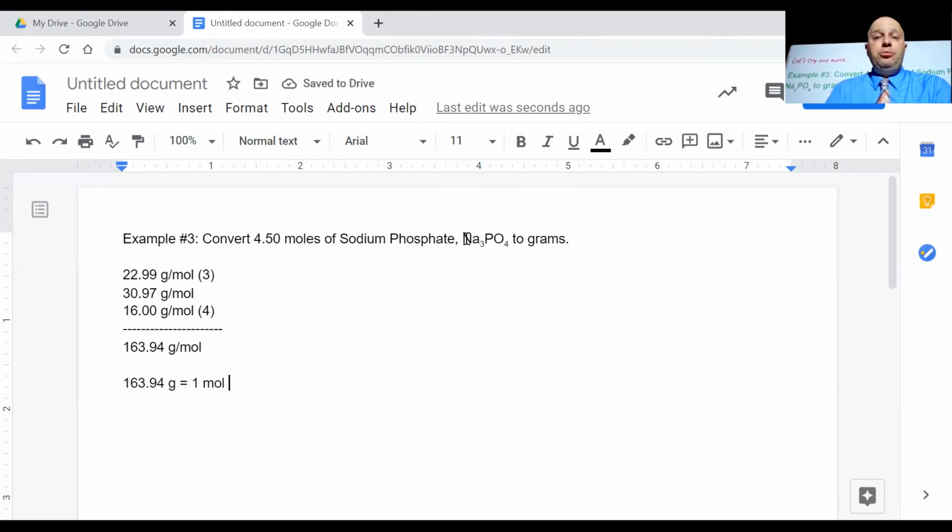It's a lot to subscript and superscript. So what I'm asking you to do is you can copy and paste this term in the Google Doc and use it whenever you need it. So if I copy it here, I can paste it here, and I can paste it over here. Now I'm ready to set up my problem. So what I would like to start off with is the 4.50 moles. Now I can paste my Na3PO4 again.